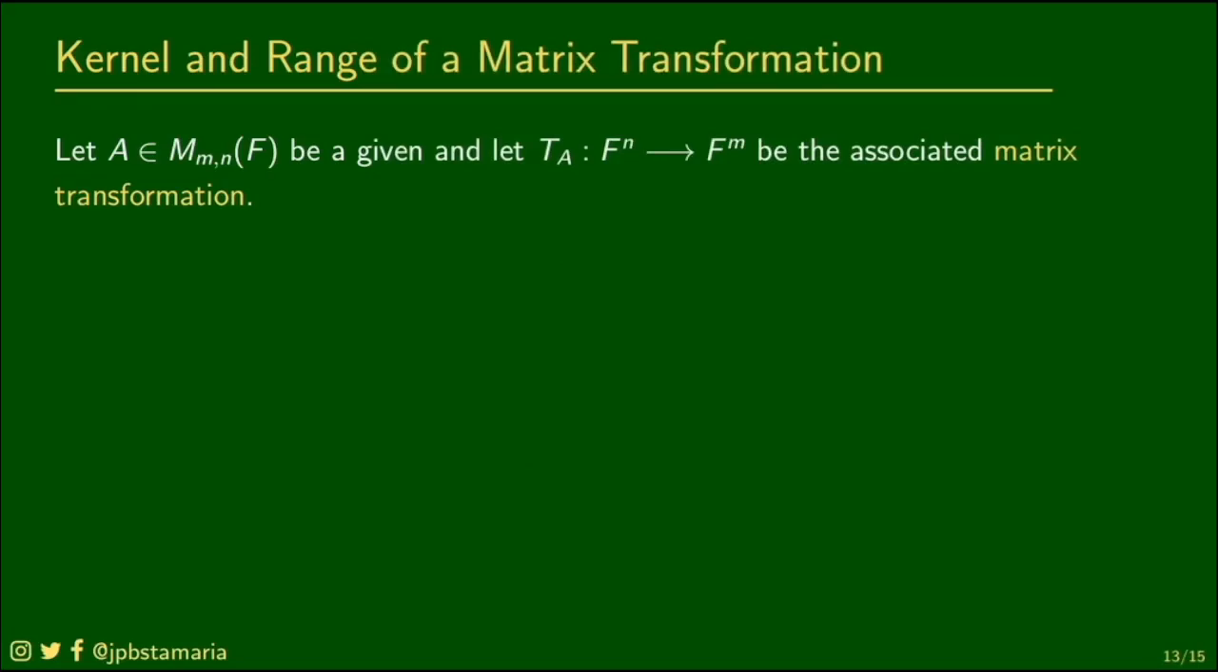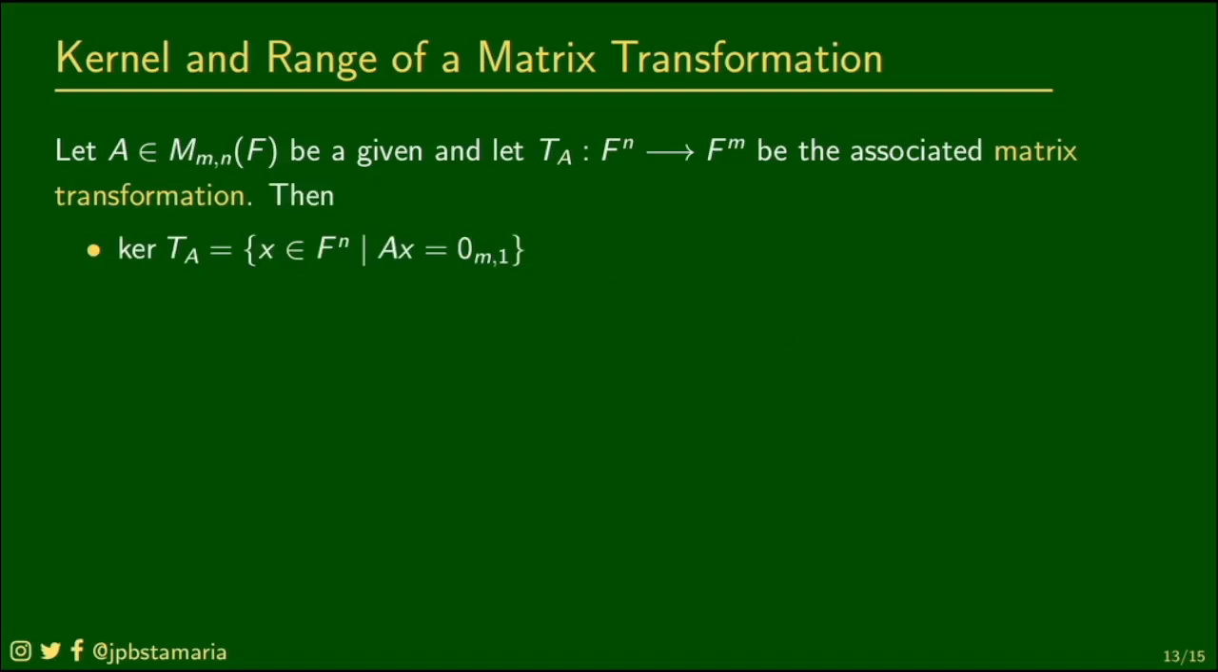How about the kernel and range of a matrix transformation? Remember that an m by n matrix gives us a linear transformation called a matrix transformation. This matrix transformation associated to an m by n matrix A is a transformation from the n-dimensional F^n to the m-dimensional F^m. How do we get this done? You take a column vector X from F^n and send it to AX. Because A is m by n and X is n by 1, the resulting product is m by 1, so this is in F^m. That's how we perform T_A(X): we simply multiply A on the left.